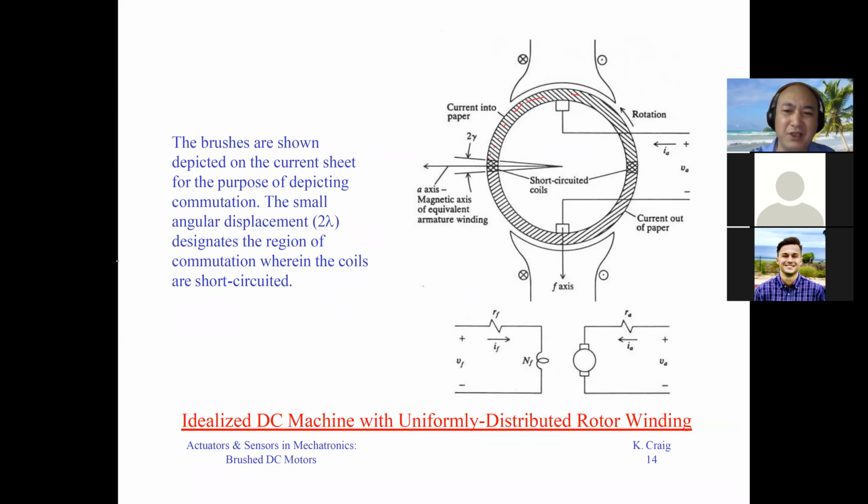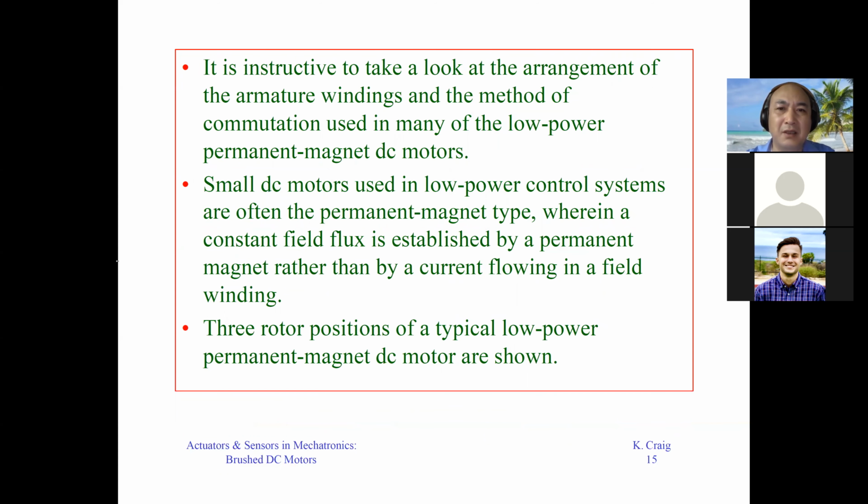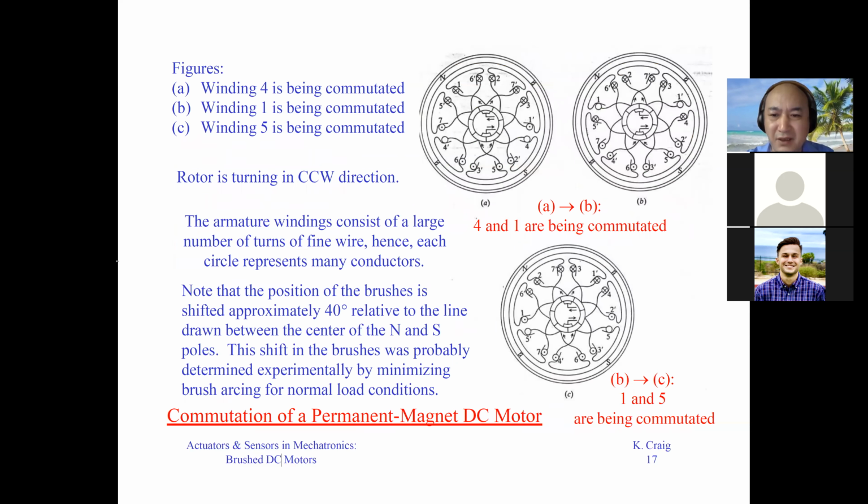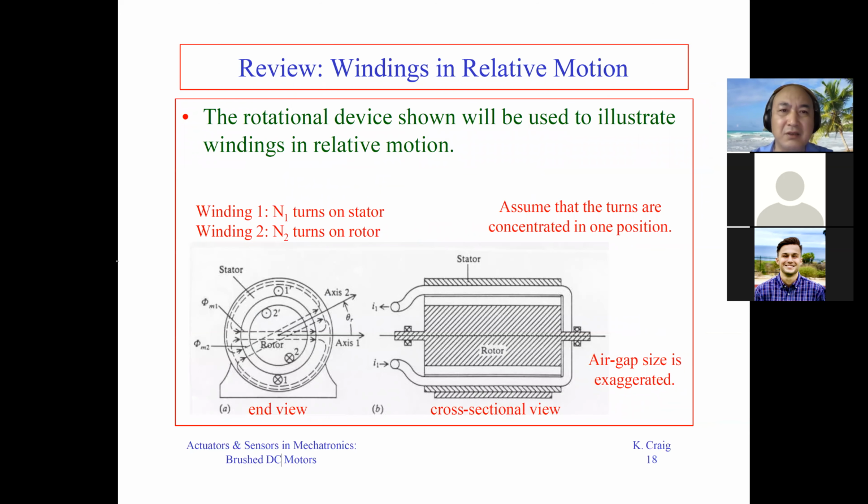So this is called uniformly distributed rotor windings, and in practice many DC motors are constructed that way. There are many different innovative ways to do commutation, and sometimes they introduce multiple poles. There are also many different ways to connect the windings, so I'm not going to go through that. I think this is better for you to take a look.